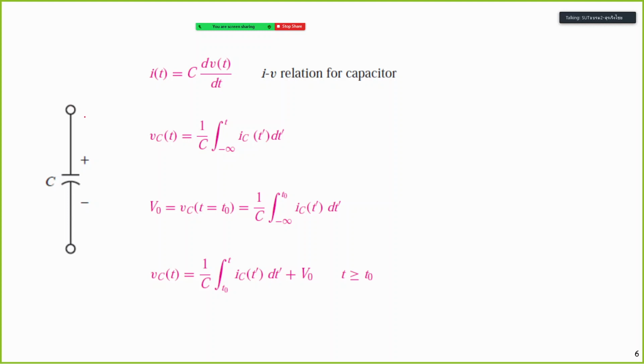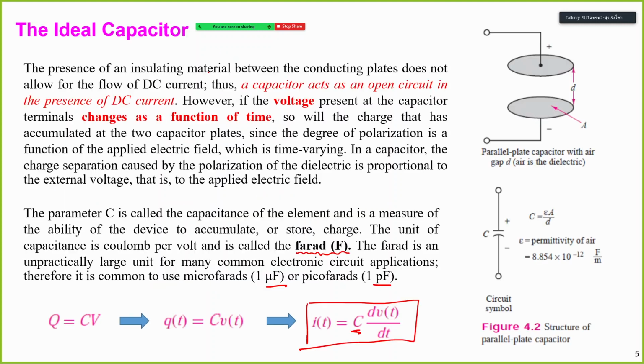So if the voltage across the capacitance changes at the rate of dV by dt, right? If the voltage is not changed, what happens? If you put DC voltage in here and the voltage is not changed, there is no current, right? Because dV by dt is 0, it means the current is 0. So the capacitor will act as an open circuit for DC.